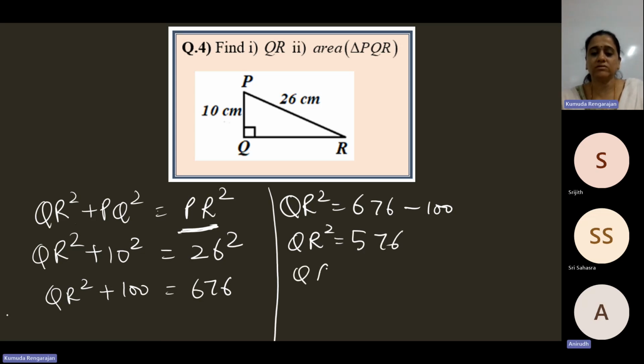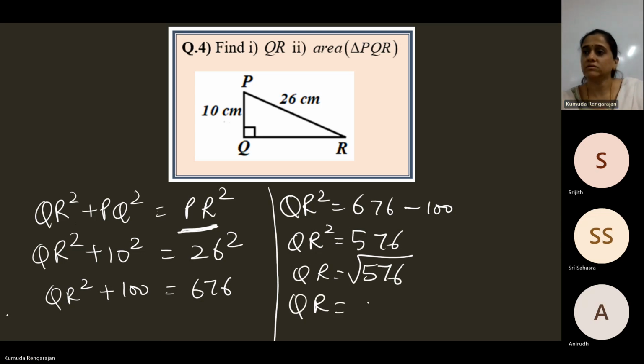576. Square root of 576 is 24, because 24 into 24 is 576. That's why memorizing the squares of the first 50 natural numbers will be very useful. When you look at 576, you know the square root is 24.